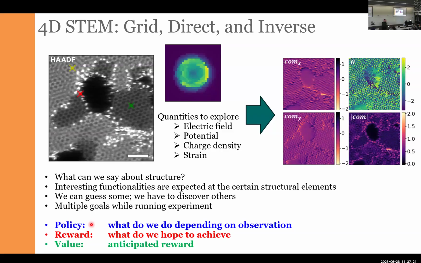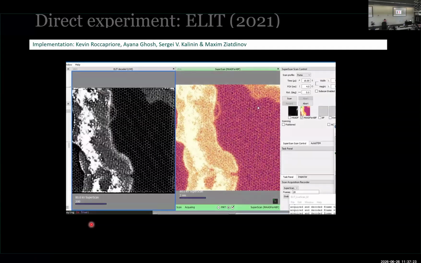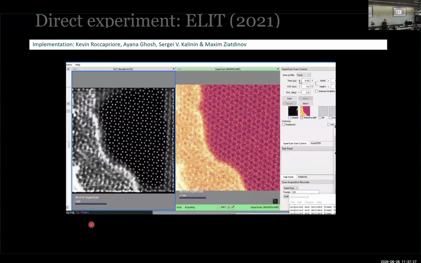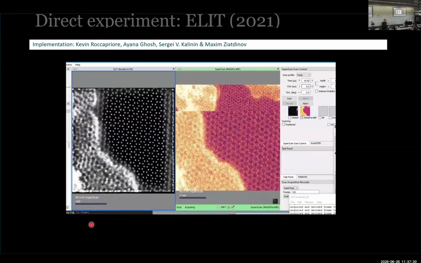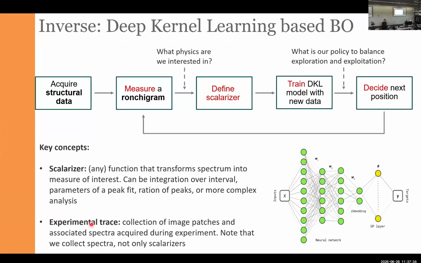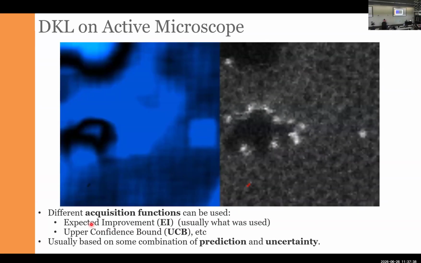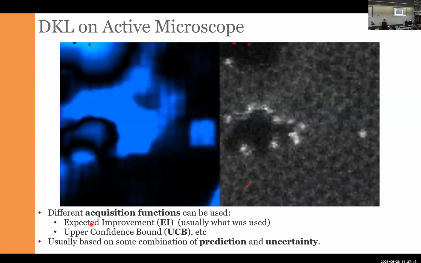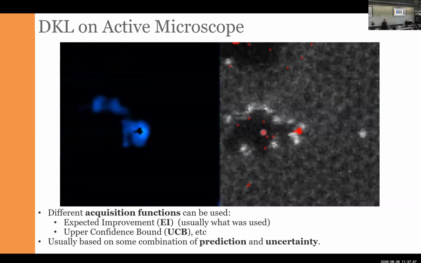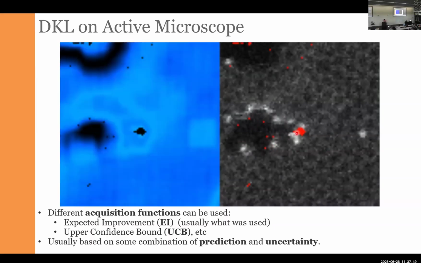So this is an example of the same type of logic for the 4D STEM. We can run the 4D STEM experiments where we take data, analyze it in real time, and then we place the beam where we want to be, or we can use deep kernel learning in the same way when we define the scalarizer, for example, the center of mass or asymmetry or whatever, and then we tell our microscope to explore the region. So you can see that it explores several locations. Now it kind of zoomed in here.